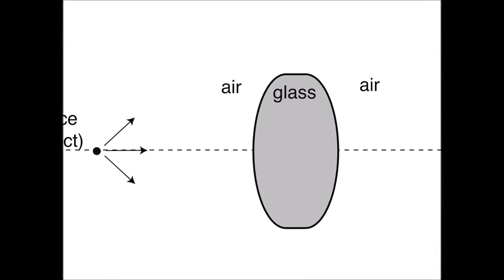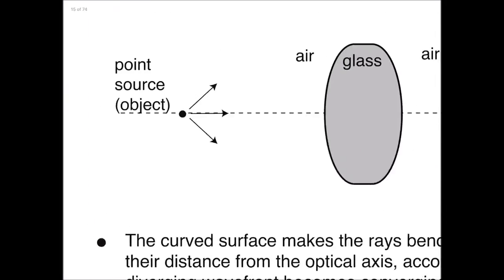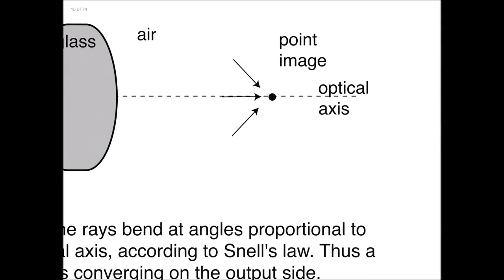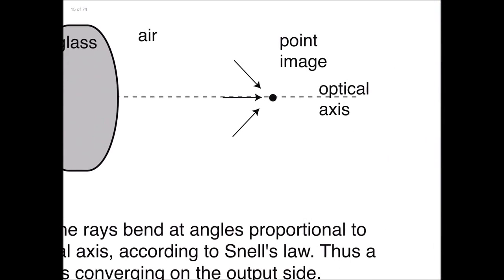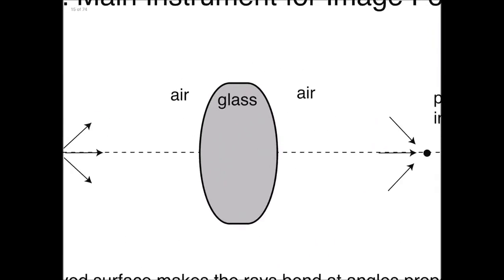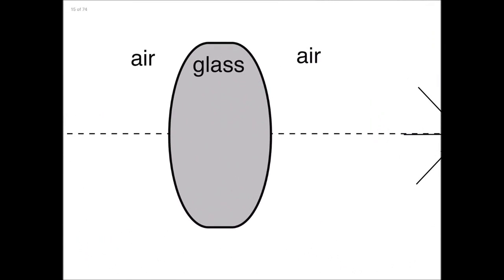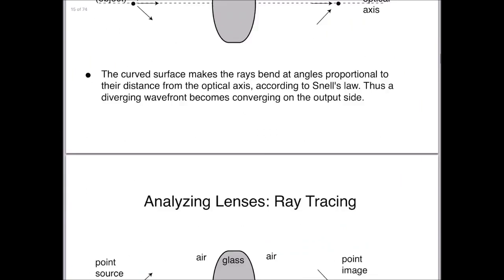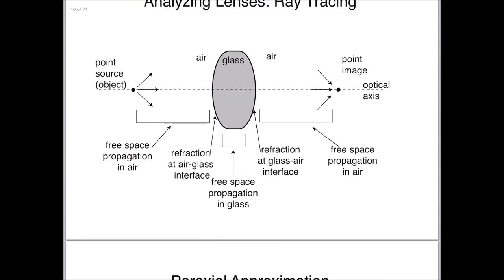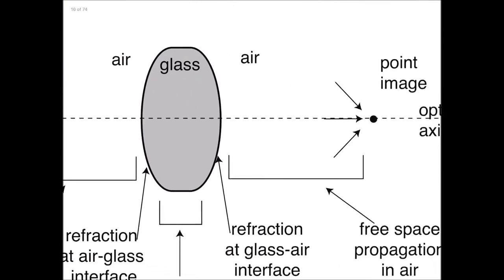So that's what is shown here. Point source object, light goes outward, interacts with the lens, comes back in, and reconstructs a point image. So the aim of this lecture is to analyze what exactly happens to the light when it interacts with this optical system. And to do that, we use something called ray tracing. So let's look at the path the light takes as it travels from the point source to the point image.